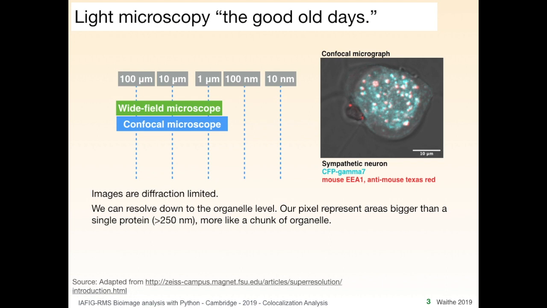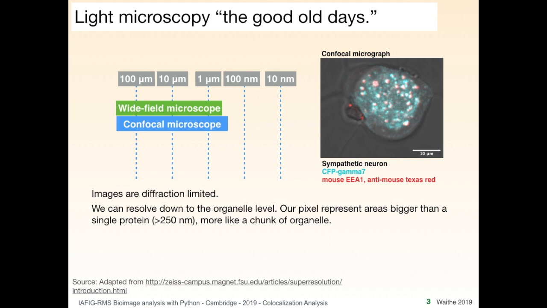So in the old days, microscopes were diffraction limited, as in they could not go really below 250 nanometers in their ability to resolve structures. And as we'll see, this was good for colocalization, because we're able to resolve things down to basically chunks of organelle, and we're not able to go really down to localizing individual single proteins and things like that. So when people think of colocalization, this is generally the scale on which they think about.